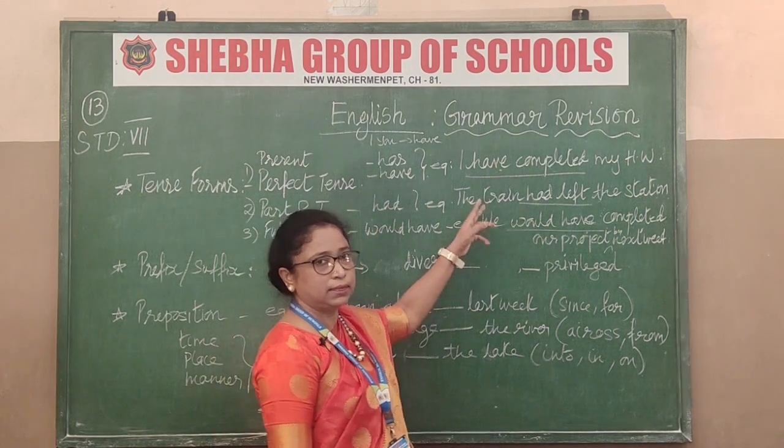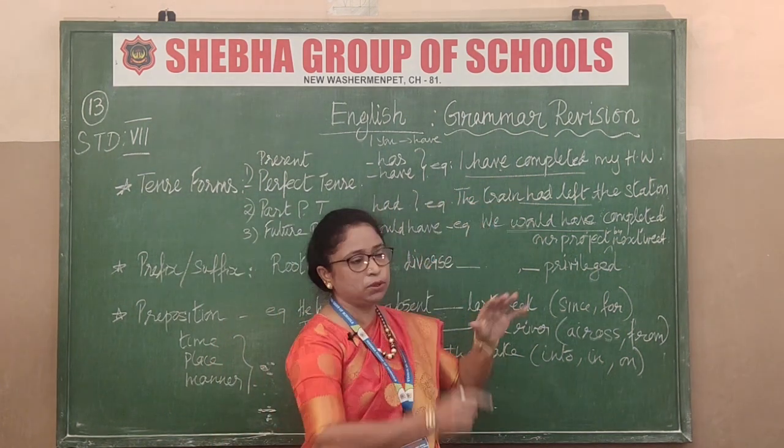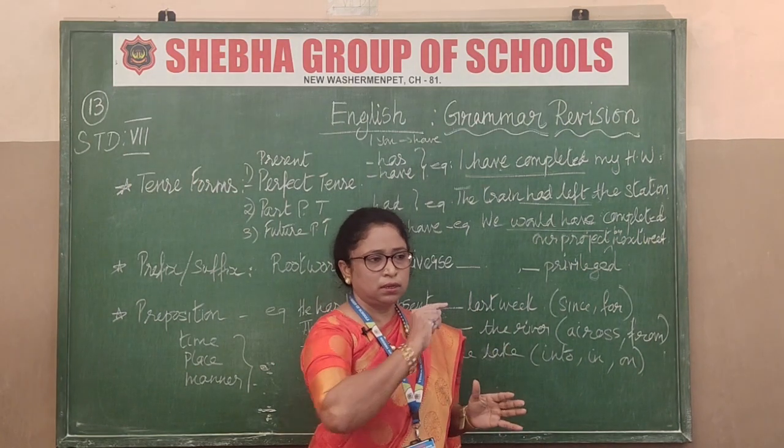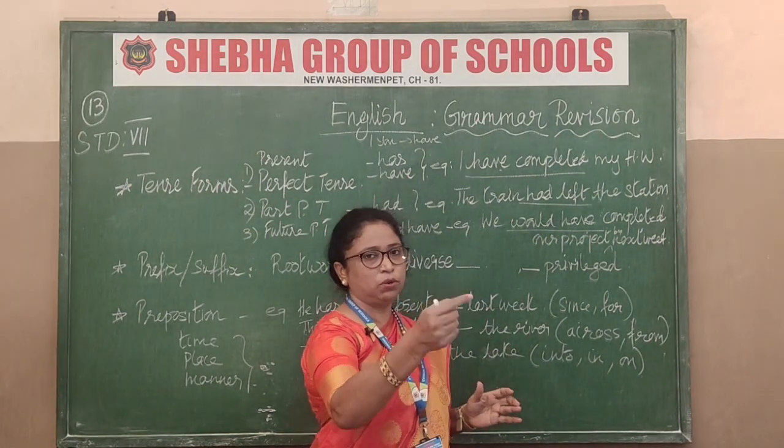This one is called perfect tense, has and have. For example, see the example here. Present perfect tense: a sentence will be given to you.